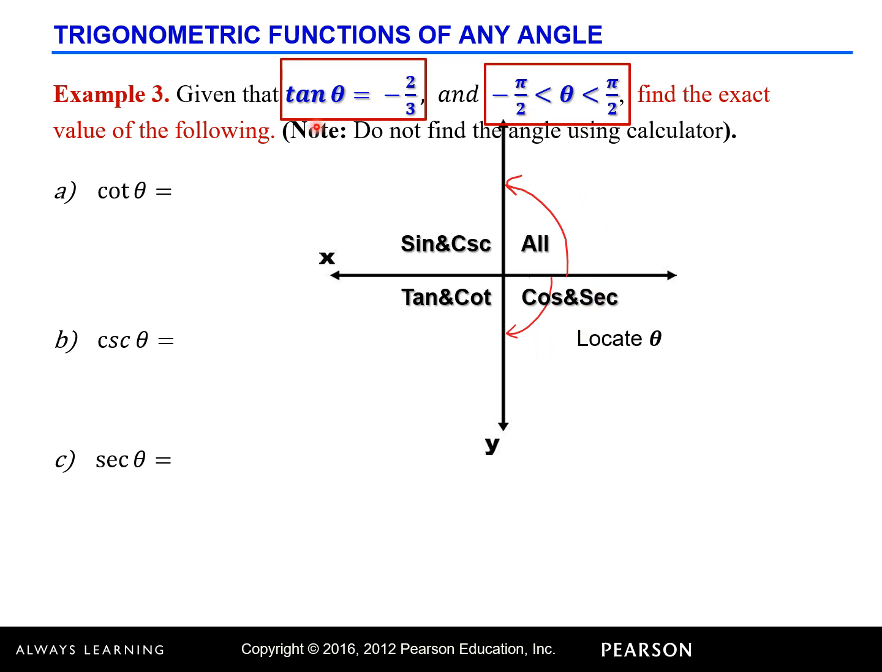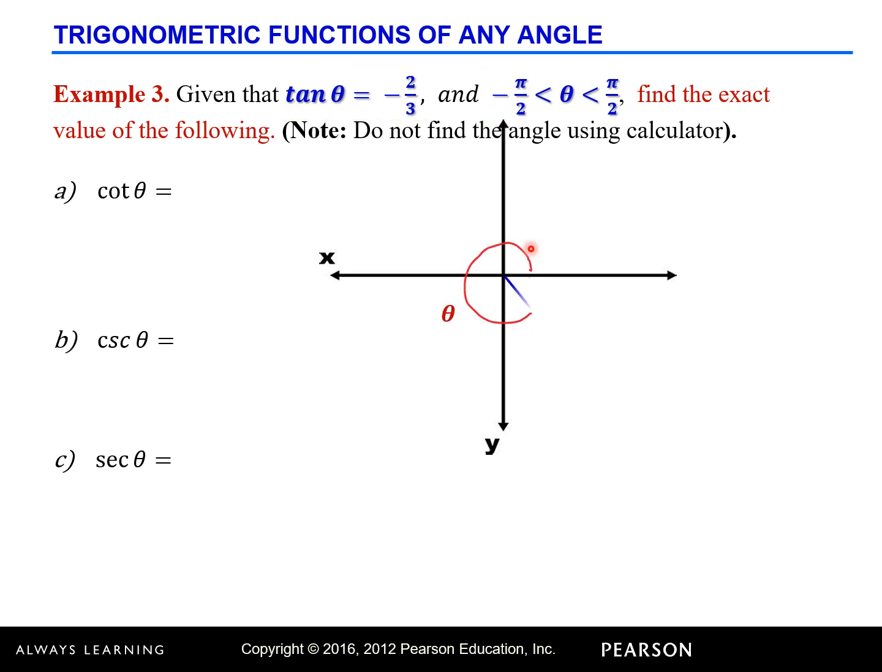But since the tangent value is negative, and tangent is negative in quadrant 4, not in quadrant 1, it means your angle theta is in quadrant 4. So this is your theta. Since theta is not an acute angle, we need to find the reference angle. The reference angle is an acute angle formed by the x-axis and the terminal side. So this is the reference angle.